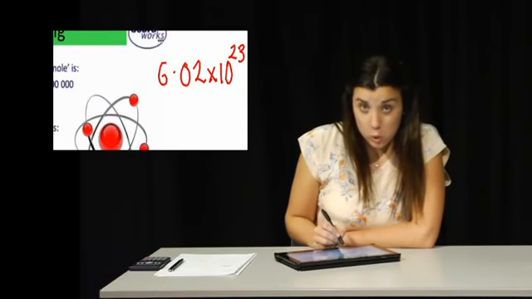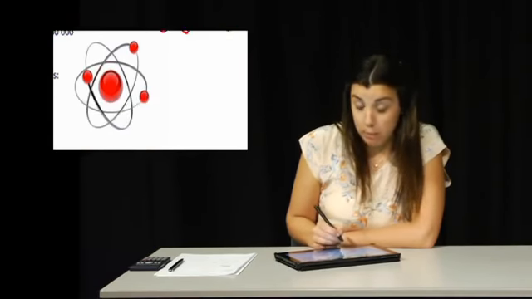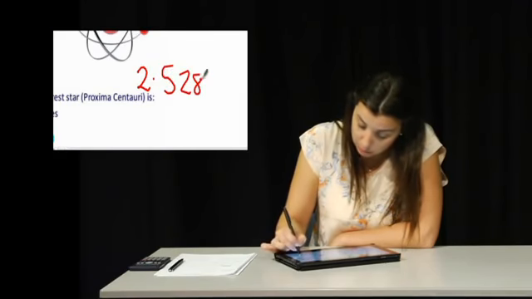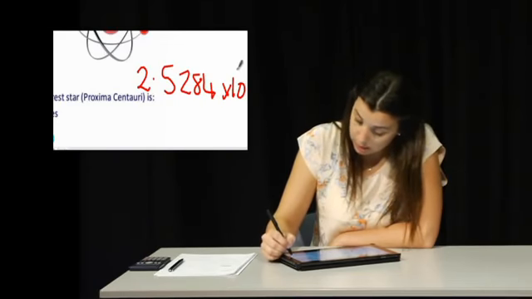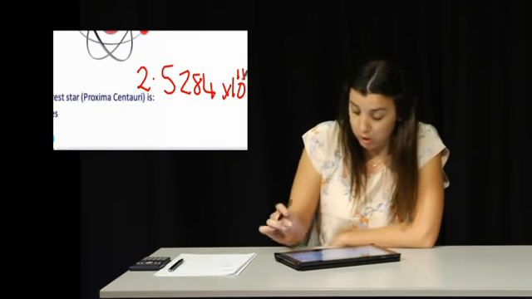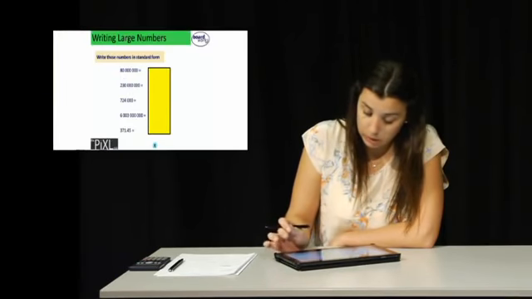And our last one down here, which is also a really big number, so it's going to be a positive power, is 2.5284 multiplied by 10 to the power 11. Okay, we're going to come back and have a look at those smaller ones after we've had an example.